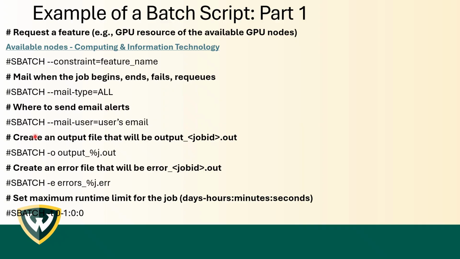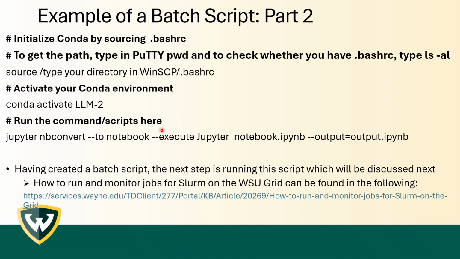And also we need to create an output file and an error file, and also we need to set the maximum runtime for the job, where we can identify the number of days needed, hours, minutes, and seconds. Having requested all the resources needed to run Llama2 on the grid using GPUs, the second part of this batch script involves initializing conda by sourcing .batchrc.